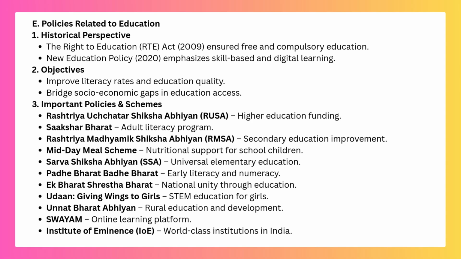Midday meal scheme, nutritional support for school children. Sarva Shiksha Abhiyan, SSA, universal elementary education. Padhe Bharat Badhe Bharat, early literacy and numeracy. Ek Bharat Shreshtha Bharat, national unity through education. UDAAN, giving wings to girls, STEM education for girls. Unnat Bharat Abhiyan, rural education and development. Swayam, online learning platform. Institute of Eminence, IOE, world-class institutions in India.